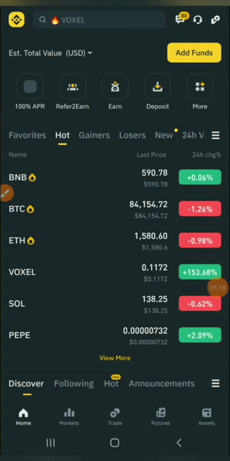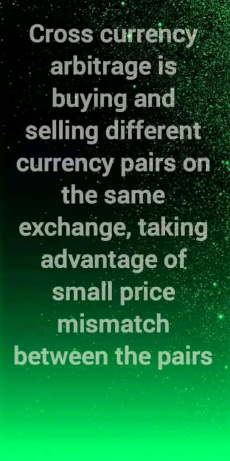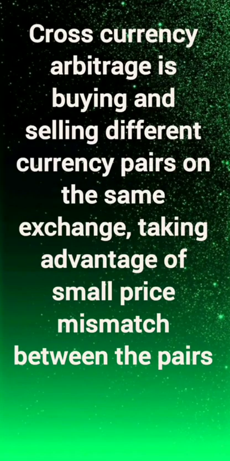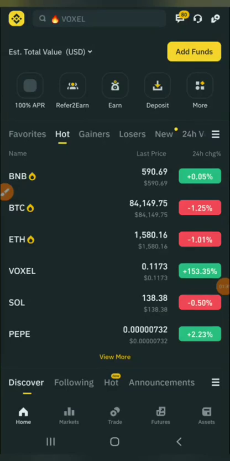Now, first things first, what is cross-currency arbitrage? Well, cross-currency arbitrage is buying and selling different currency pairs on the same exchange, taking advantage of the small price mismatch between pairs. Exchanges sometimes price coins slightly differently across pairs, correct? Creating a temporal loophole, and that's where we step in. Since we're using Binance, we buy low on Binance and then sell high on the same Binance. Now, how do we know how to spot those differences?